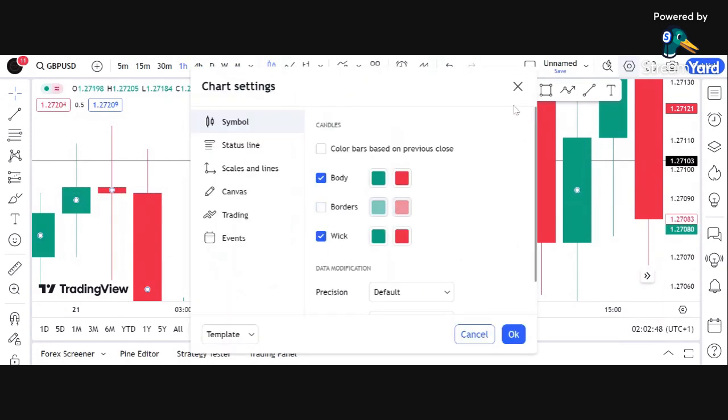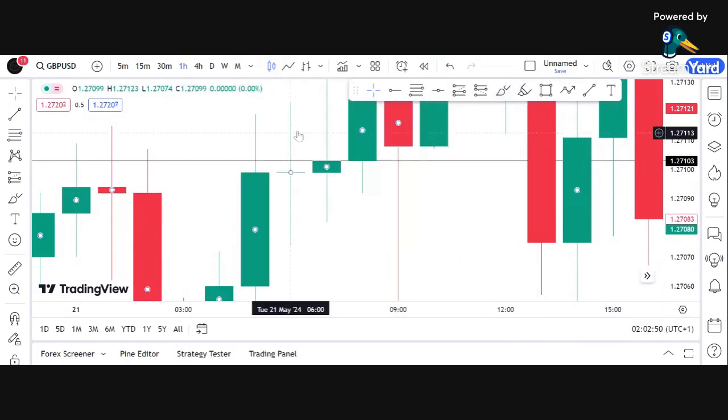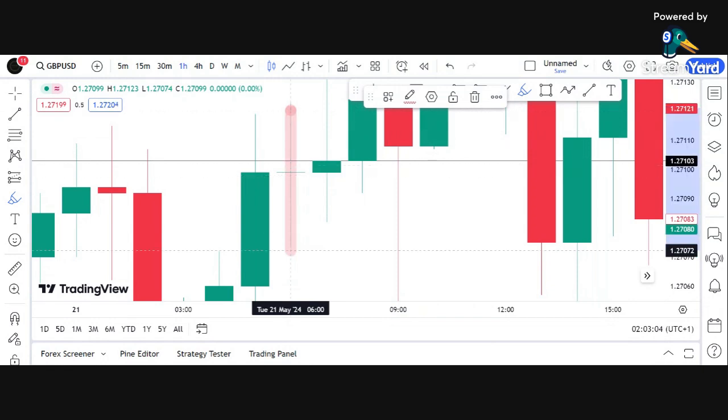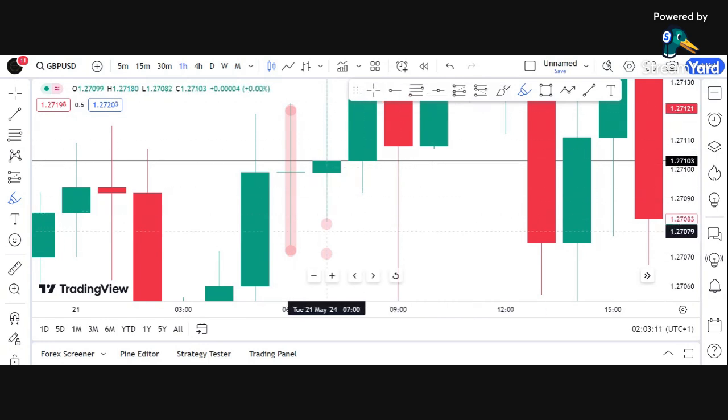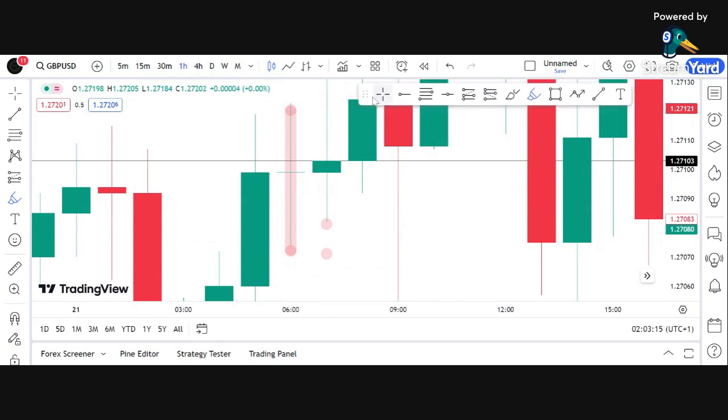Let me circle it out. I'm talking about this one. You can see, I'm talking about this candle. It is also a candle, but it's a doji candle. So that's how a doji candle works.